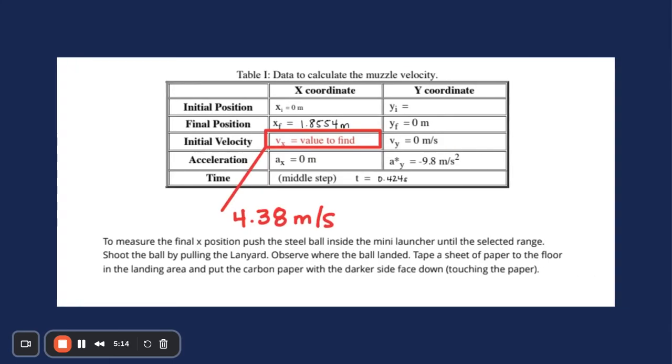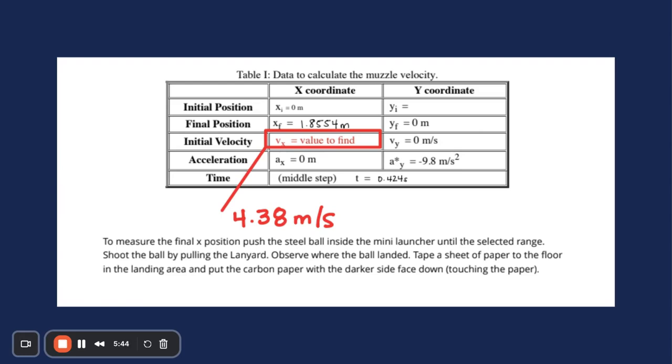Our table number 1 was the data to collect the muzzle velocity. For our x-coordinate, our initial position was x1, which equals 0 meters. For our y-coordinate, it was y1, which also equals 0 meters, as there was no change in the y-coordinate. Our final position was x equals 1.8554 meters. Our y was 0 meters.